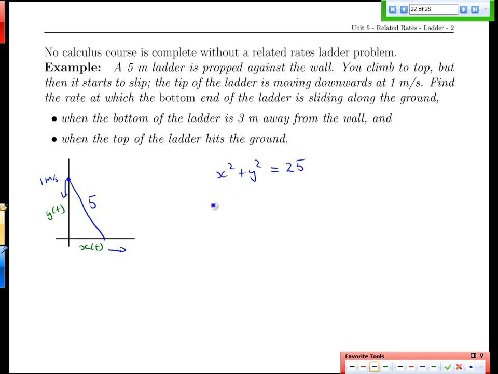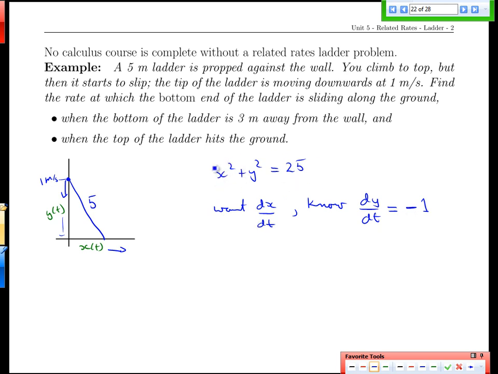Okay, what do we want? We want to know the rate at which the bottom end of the ladder is sliding, and that's dx/dt. What do we know? We definitely know dy/dt, and it's 1 meter per second. And you just have to be a little careful with signs. If y is the height from here to here, then if the tip of the ladder is sliding down the wall, y is actually decreasing, so we'd have a negative rate. dy/dt will be -1.